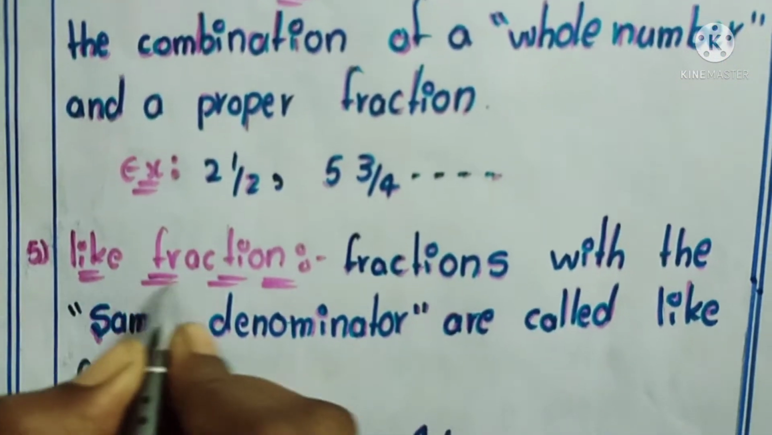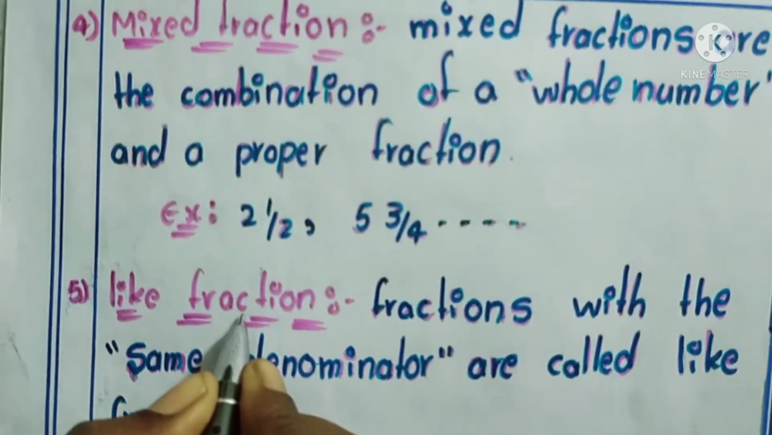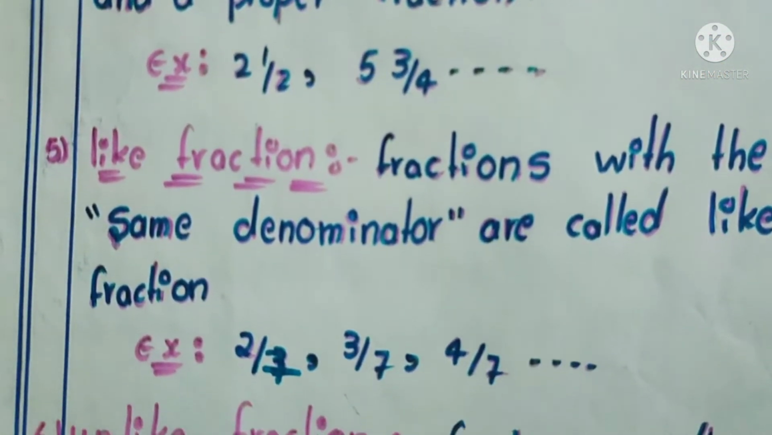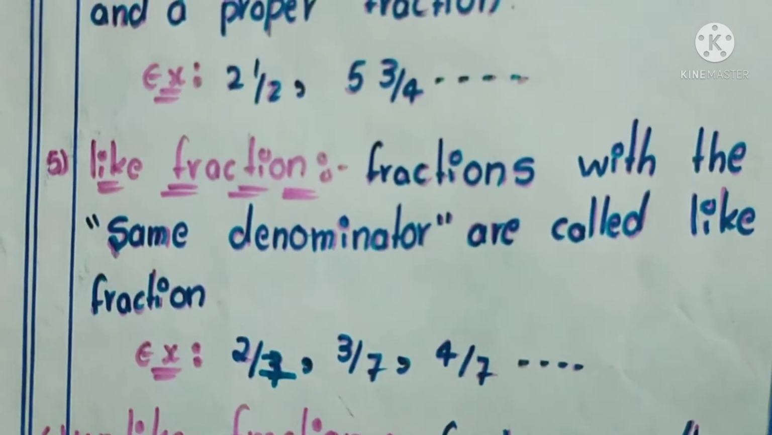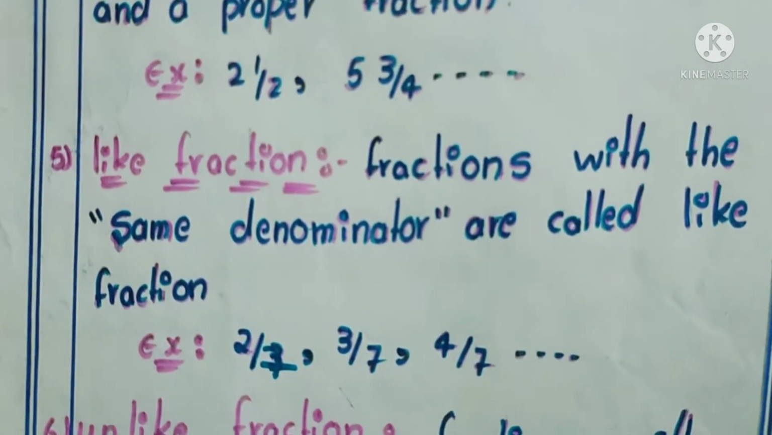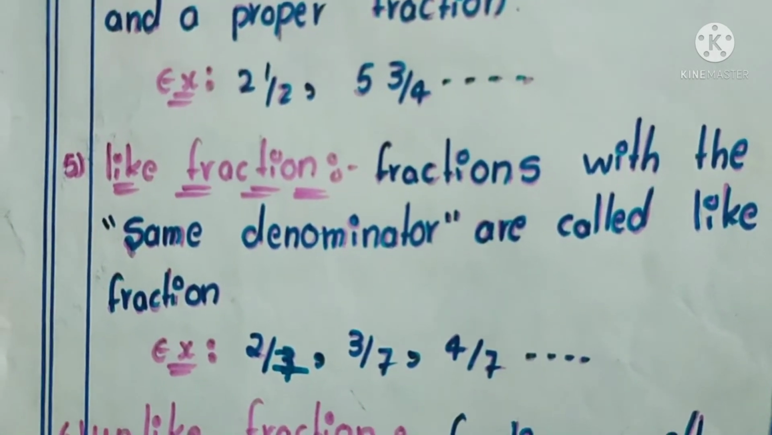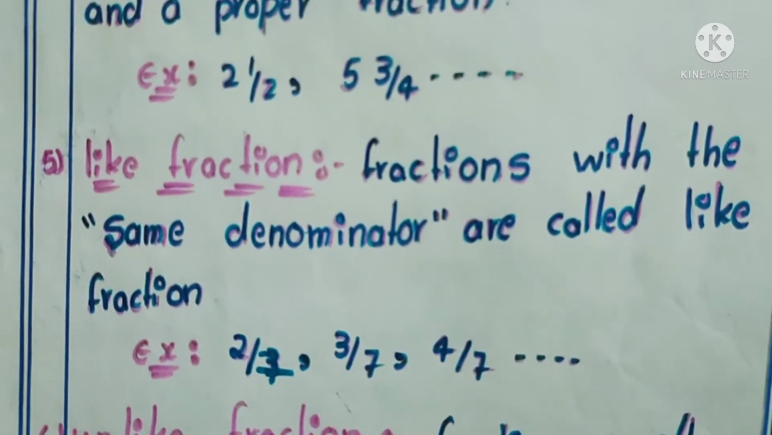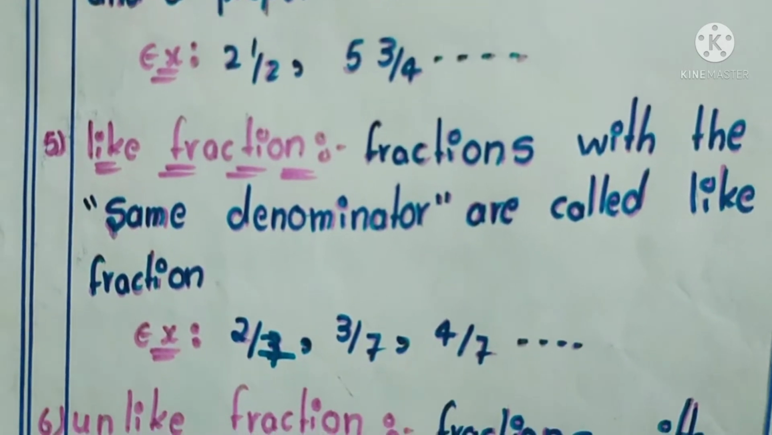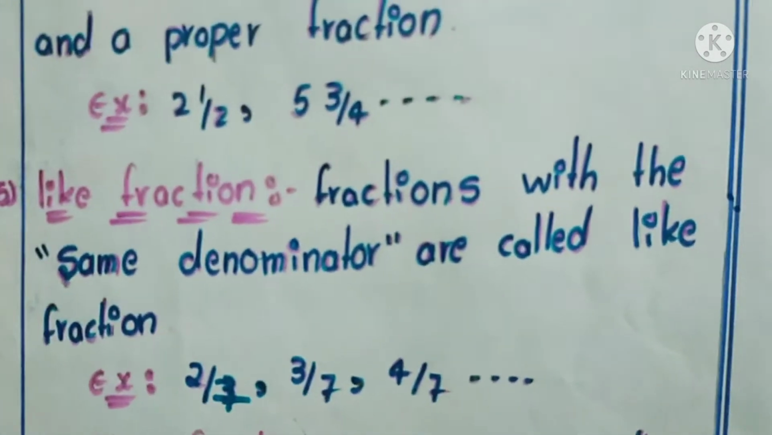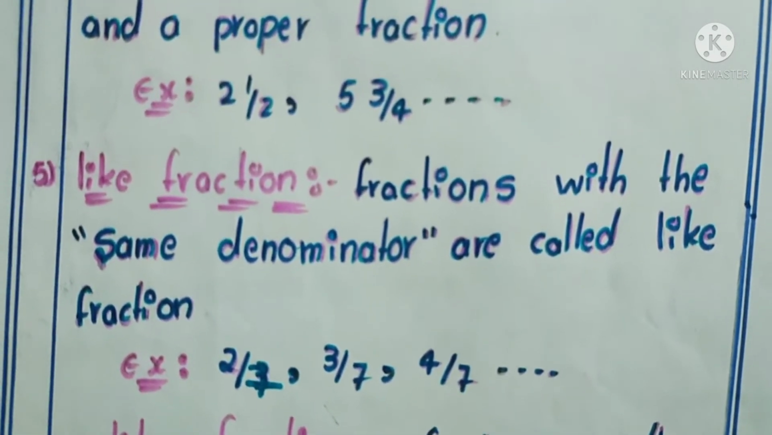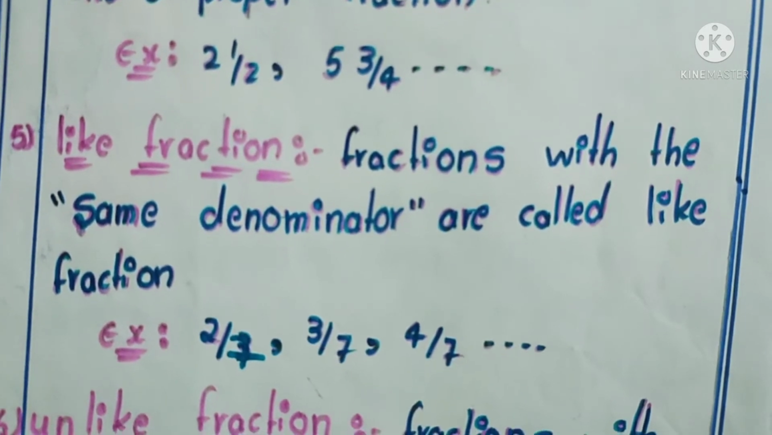Now like fractions. Fractions with the same denominator are called like fractions. For example, 2 by 7, 3 by 7, 4 by 7. Here the denominators are the same: 7, 7, 7. So this is an example of like fractions.